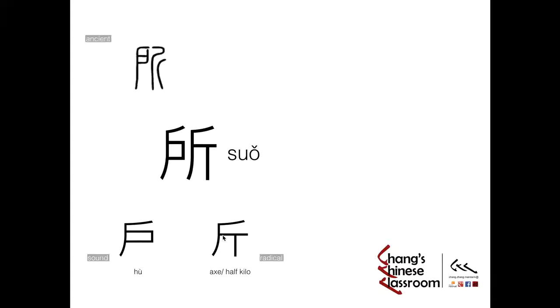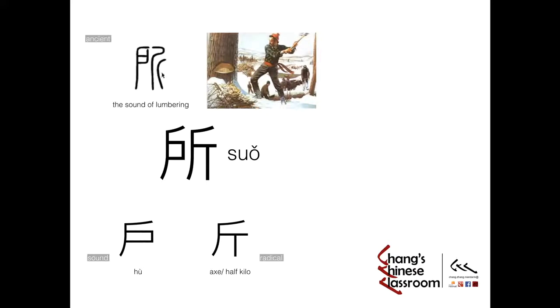And the right part, jin, you know as half a kilo, a measurement of weight, but in ancient times this jin is the tool axe. So the Asian version describes the picture like this to indicate the sound of lumbering, because when you wave the axe, it generates a sound like whoosh, whoosh, right? Also we use hu to indicate that sound in ancient times. And later in modern times, it seems the right part lost its meaning, only keeping the meaning of the left part to indicate the general meaning of place rather than household.